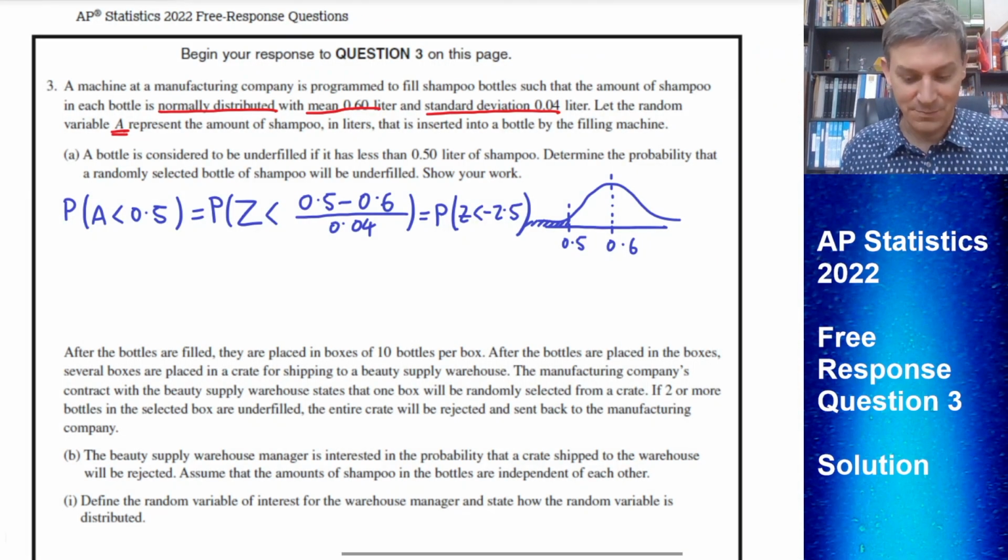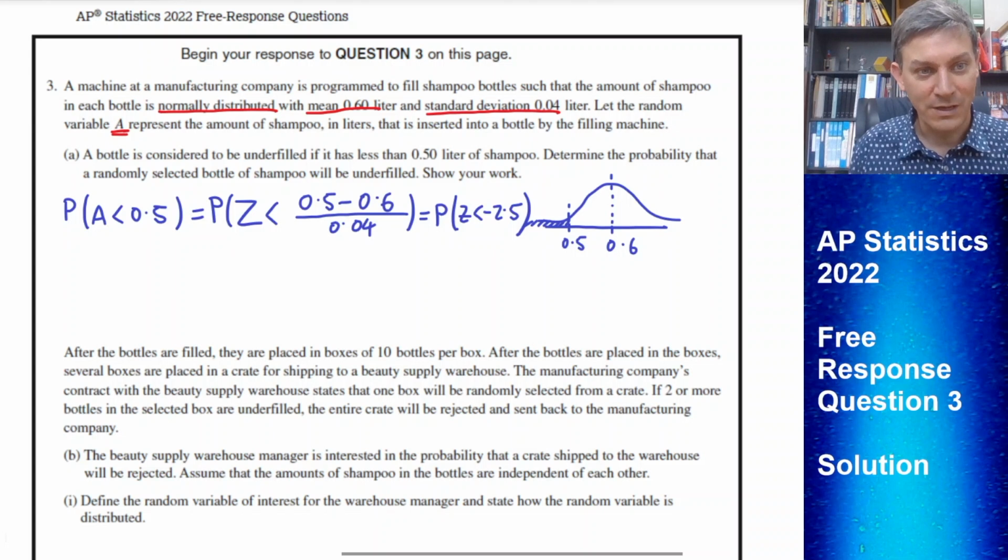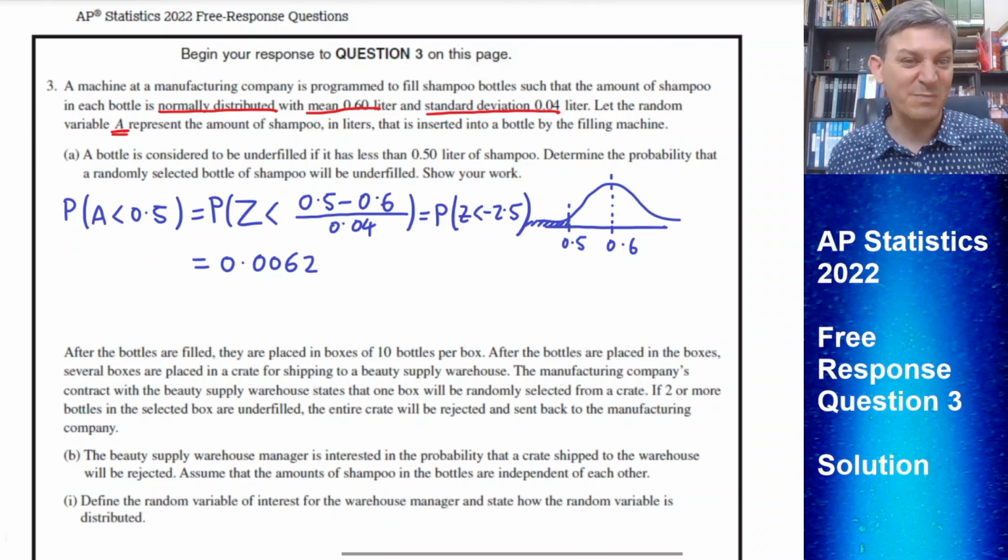So using the table at the back of the exam paper, then we work out that this probability is 0.0062. So a bottle has a bit less than a 1% chance of being underfilled then, 0.6%.